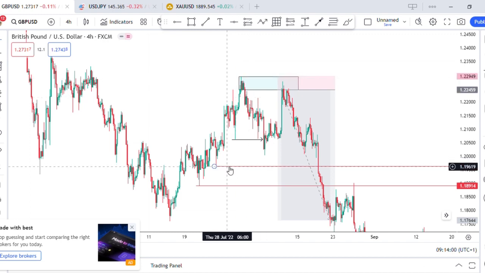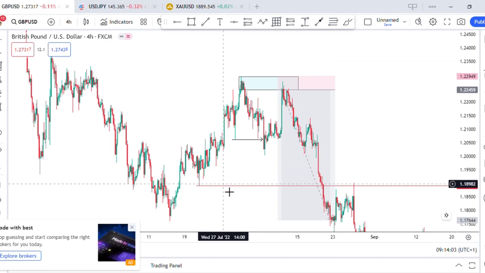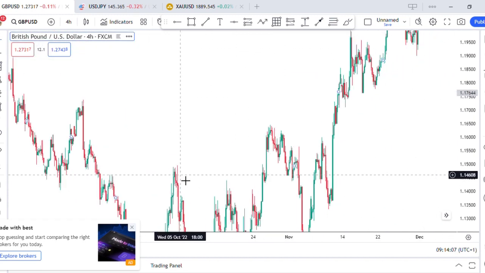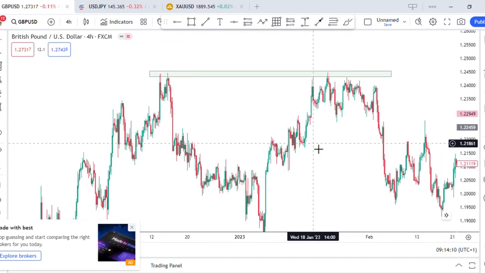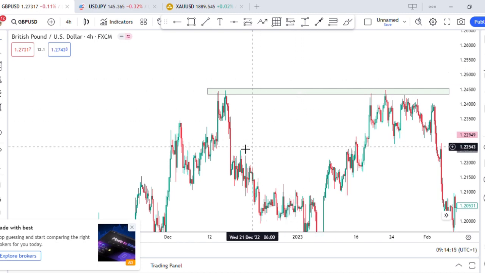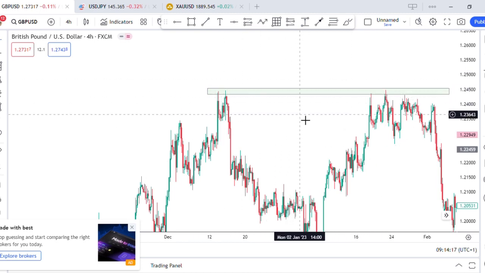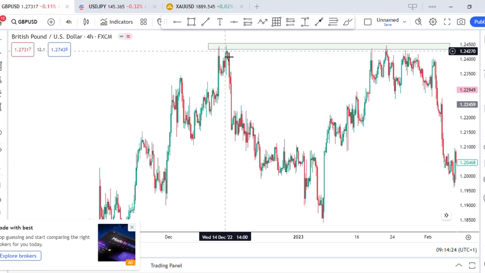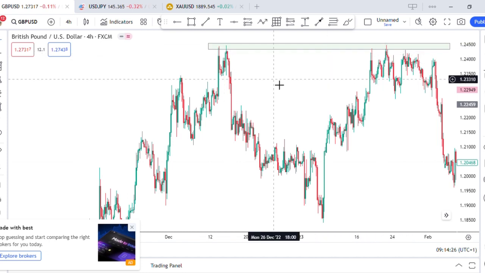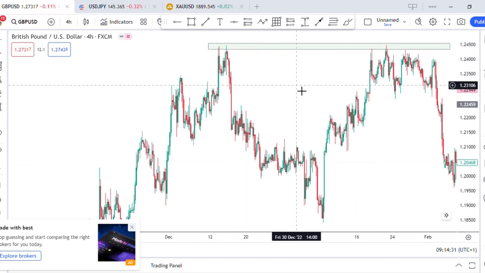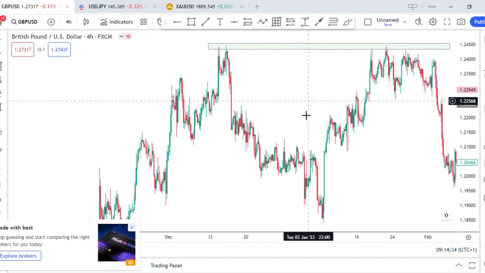So let me delete this and give you another example here. So you can see we have a double top here. Double top. That's what retail traders call a double top. But what really made this market form this first swing high, and then this second swing high? What really makes this market come to the same price level? Can you see?